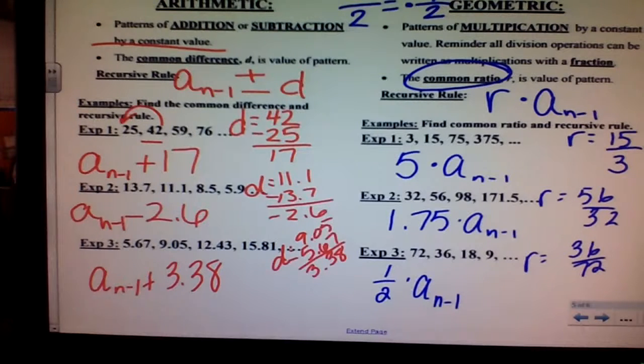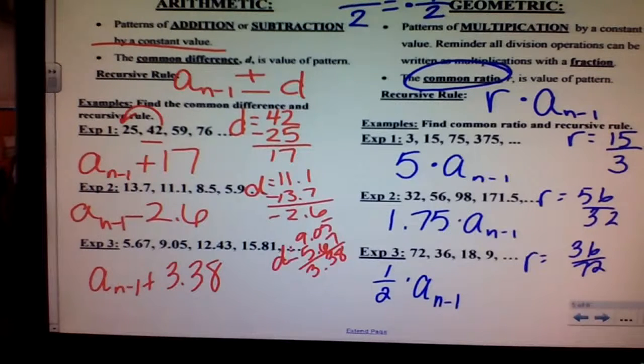On the next page, you'll see recursive sequence homework assignment. In the first part, 1 through 9, you need to tell me, is it arithmetic, is it geometric, or is it neither? I will give you a hint. There are 4 geometric. There are 2 arithmetic, which means that there are 3 neither. What does neither mean? It's not a continuous adding or subtracting, or it's not a continuous multiplying. It's like a mixture of the 2. Okay?